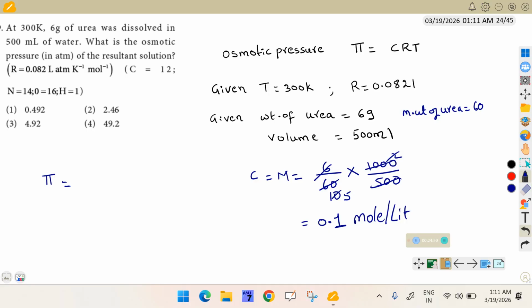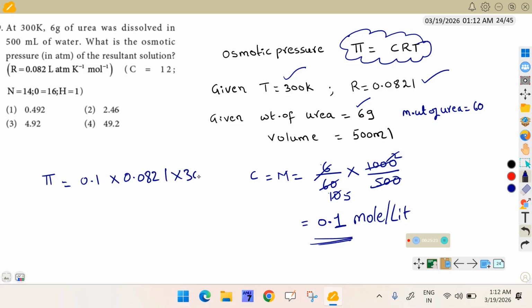Calculate osmotic pressure. Given data, osmotic pressure is calculated by using the formula pi is equal to CRT. The temperature is given, the R value is given, the weight is given. So first of all calculate C. C means molarity, a concentration term. Weight by molecular weight into 1000 by volume in ml. Then you will get molarity or concentration as 0.1. Pi is equal to 0.1 into R value 0.0821 into 300. Simplify. Then you will get 2.463. The second option is the correct option.